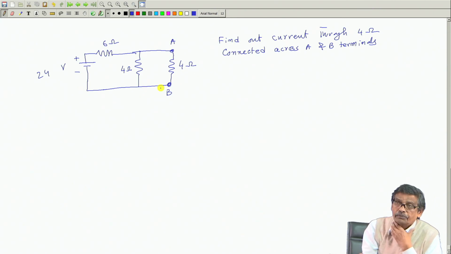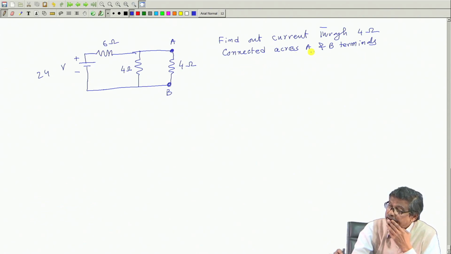But I want to solve it by applying Thevenin's theorem. So, what you have to do is this: the first step is to find the open circuit, I want to apply what is called Norton's theorem. Find out the current through the 4 ohm resistance by Norton's theorem.